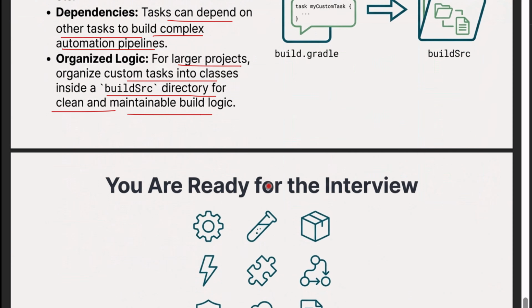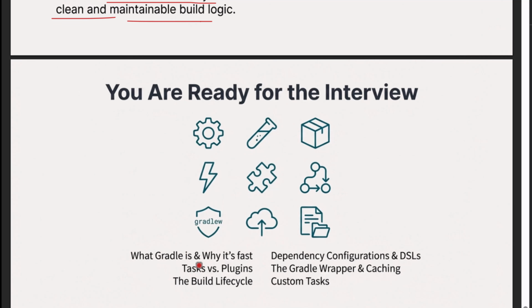Let's quickly summarize what we covered. You learned what Gradle is, why it is faster than Maven, how tasks and plugins work, and how the build lifecycle operates. You explored dependency configurations, the difference between Groovy DSL and Kotlin DSL, and how the Gradle wrapper ensures consistent builds. We also talked about caching, custom tasks, and how Gradle speeds up modern application development.